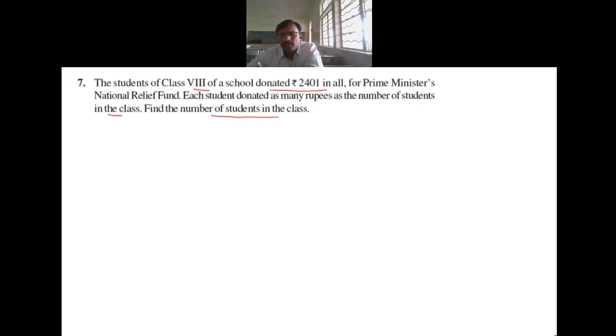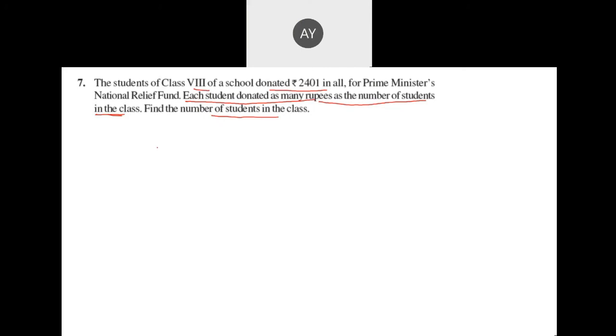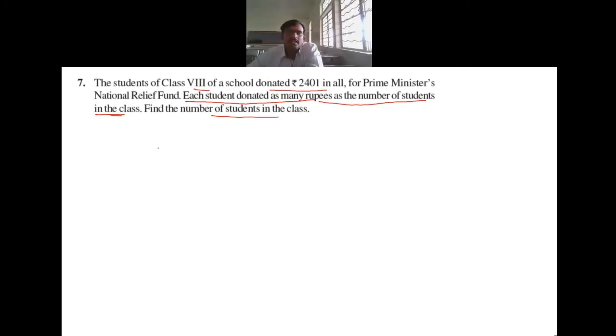Sir, we should take the square root of 2401. Why, sir? Why do we have to take the square root? Because they have asked for the total number of students. Each student donated as many rupees as the number of students in the class, so we should find the square root to get the number of students, 49.